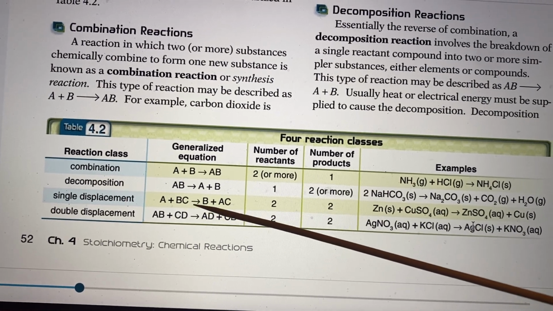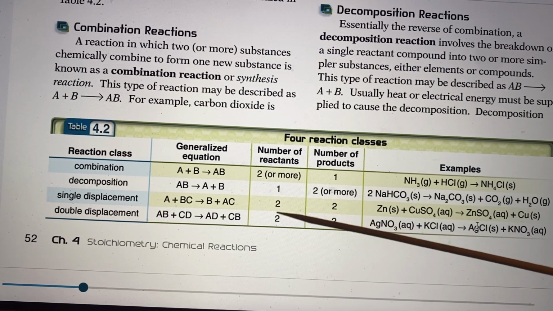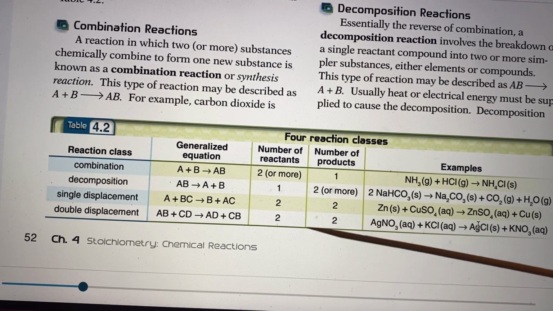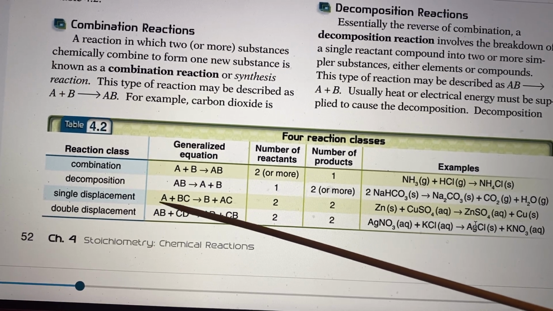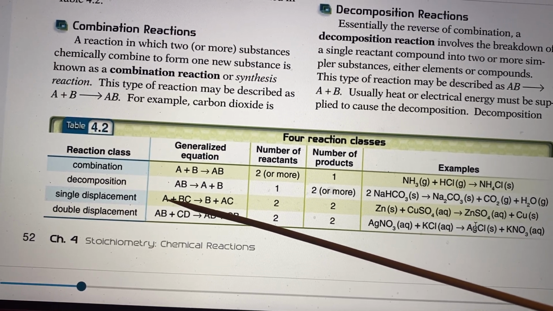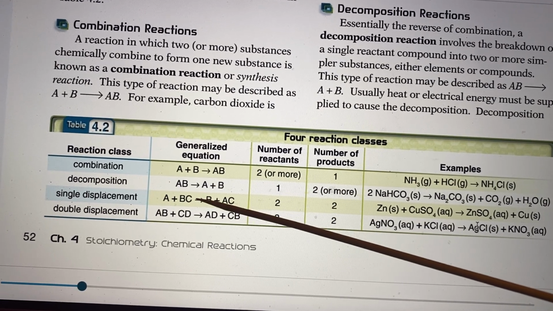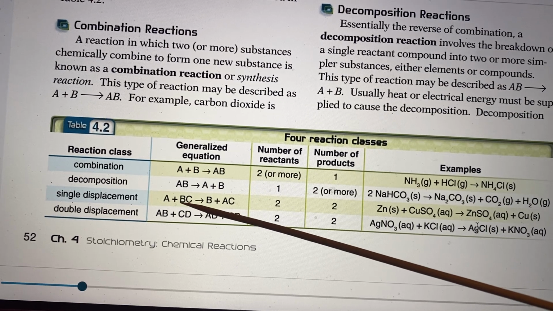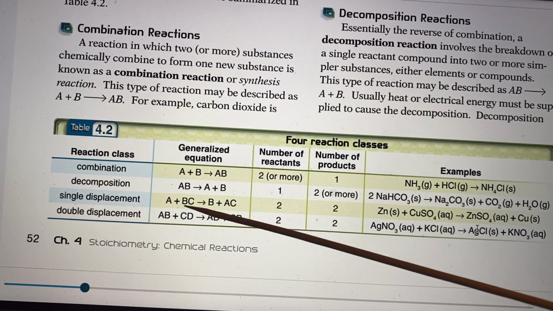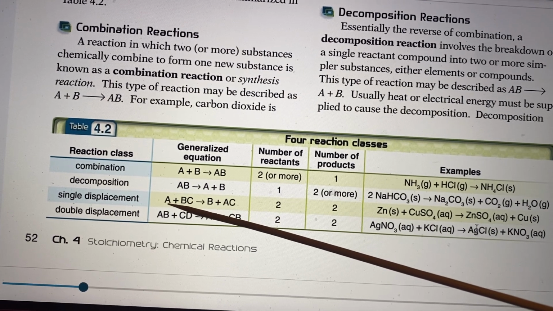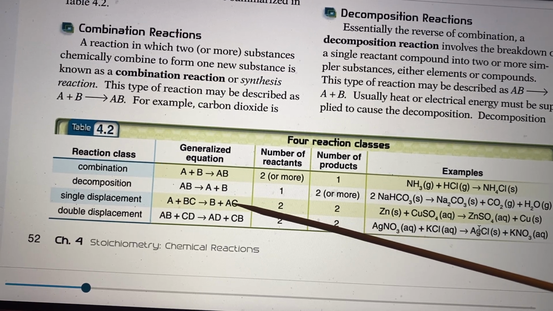Onto single displacement. These next 2 are going to be 2 reactants and 2 products. So you have 2 reactants and 2 products here, but one is going to be a single element, and the other is going to be a compound. And you're going to see one is reacting with the other to produce a precipitate. So basically, you have these 2 reacting and forming, as you can see, 2 different ones.